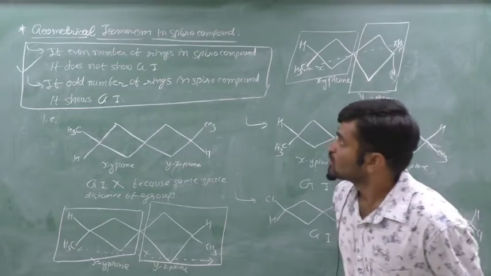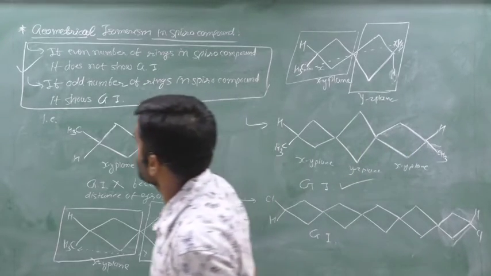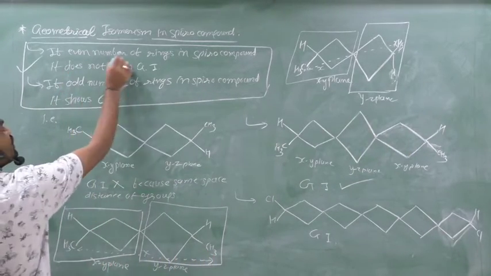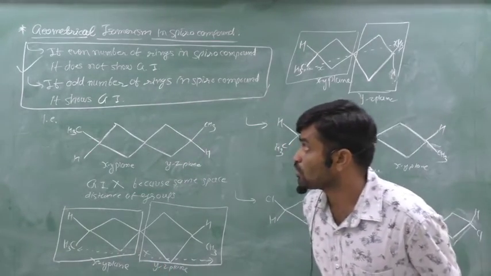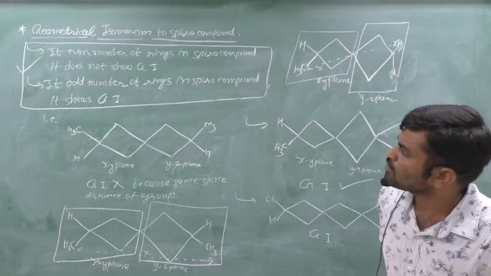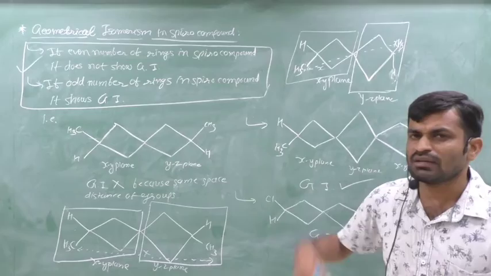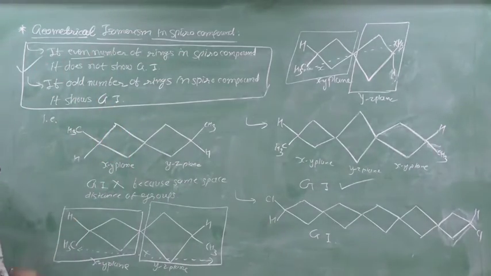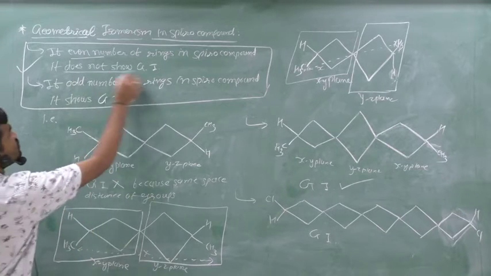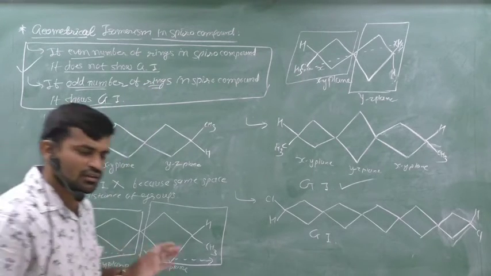Now the next point is geometrical isomerism in spiro compounds. If there is an even number of rings in a spiro compound, then it shows geometrical isomerism. If there is an odd number of rings in a spiro compound, it does not show it. Clear? Same thing. If an even number of double bonds, in the last case, does not show geometrical isomerism. If an odd number of double bonds, here an odd number of rings in a spiro compound, it shows geometrical isomerism. Clear? The concept is the same.